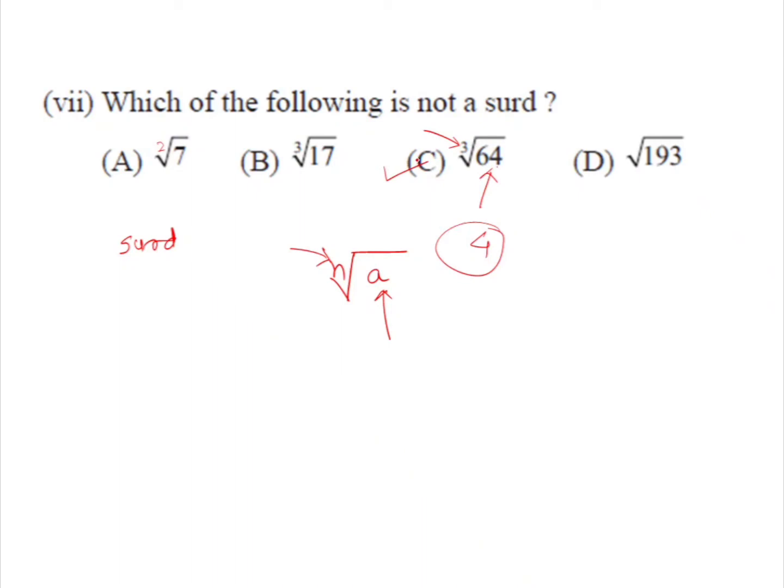Let's check alternative D, whether it is a surd or not. Here also the order of the surd is not given, so it must be 2. 193 is a positive real number, and the square root of 193 is an irrational number. So alternative D is also a surd. So the only number given amongst these four which is not a surd is the cube root of 64, which is option C. Let's have the next question.